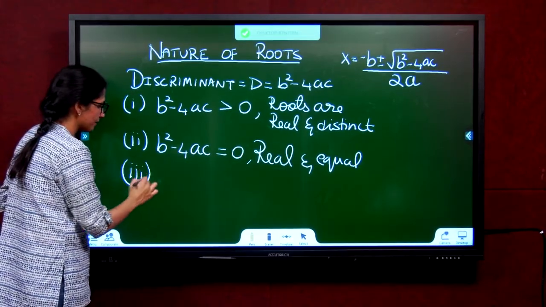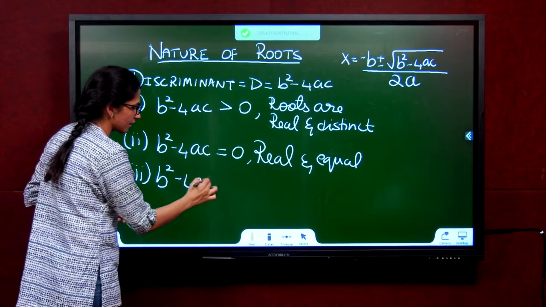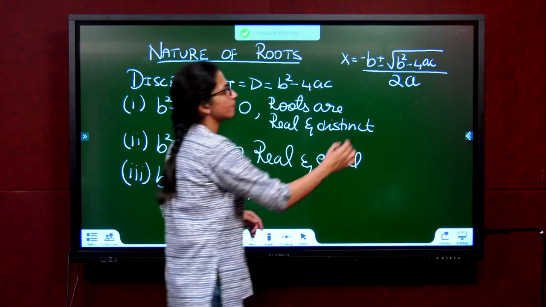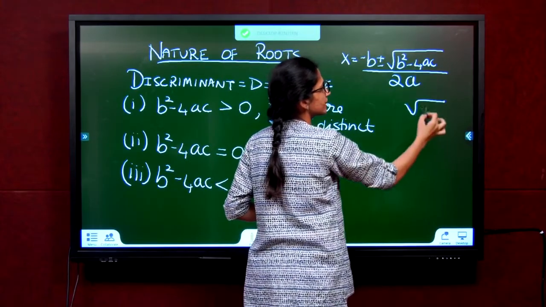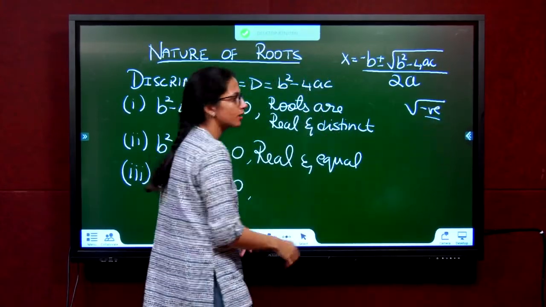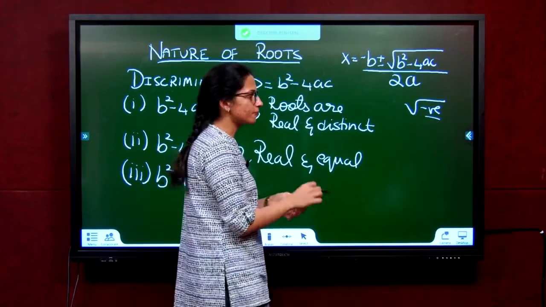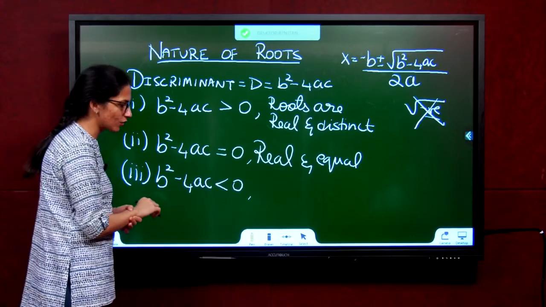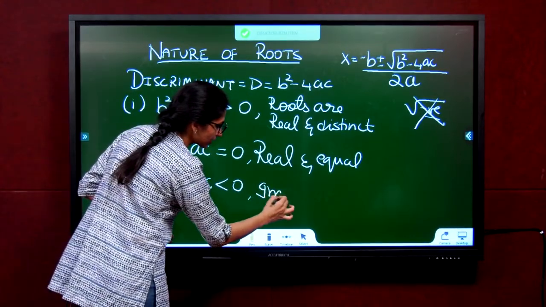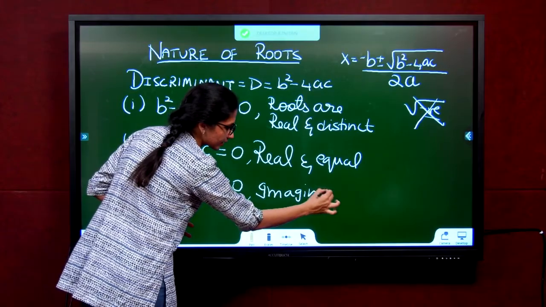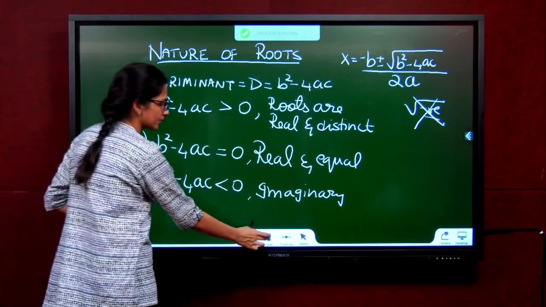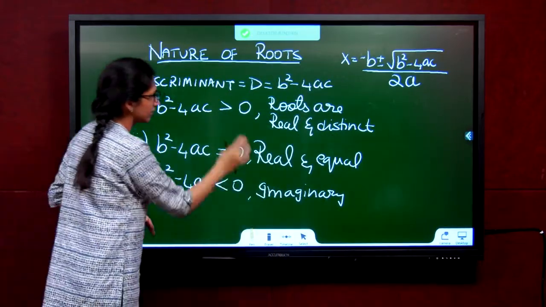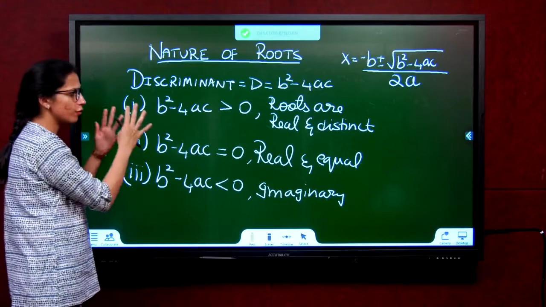If b square minus 4ac is less than 0, the roots do not exist. Why? Because you will get the root of a negative number, since b square minus 4ac is less than 0. Is the root of a negative number possible? No. Which is why, when b square minus 4ac is less than 0, you can say the roots are imaginary. Imaginary means they don't exist in real life. So we can sum this up and conclude this is the condition. We will be using this in exercise 4.4 in detail.